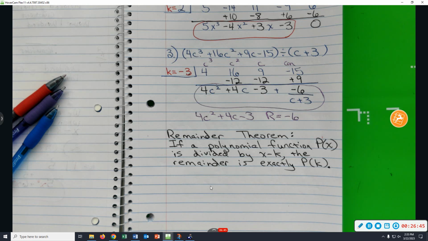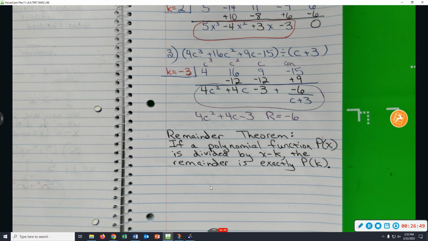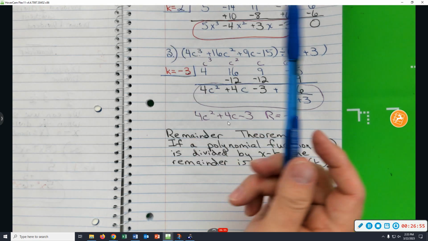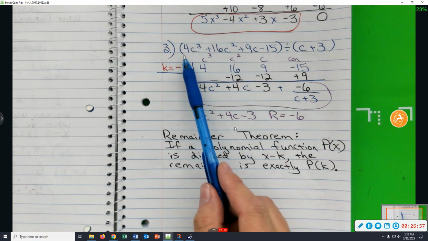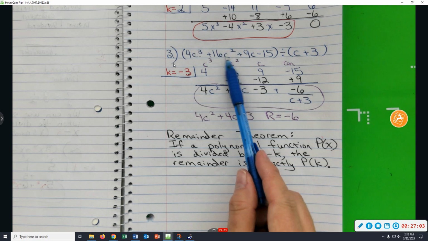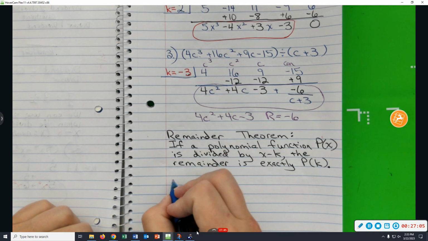What the heck is that saying? That's a good question. How about I write this thing here. Which one are you working with? Number 3? Yeah, I thought so. Okay, I think I'll work with the number 3. Here's a polynomial function.